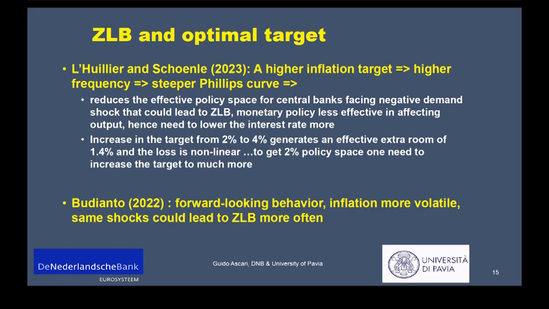effect on output. So if you have a very big shock that drives output to the pavement, then you want to support output, which under endogenous price frequencies is more difficult than under exogenous price frequency. Therefore the actual policy space is much less than the 2% that you think you get if you, for example, follow the Blanchard suggestion of increasing the inflation target from 2% to 4%.